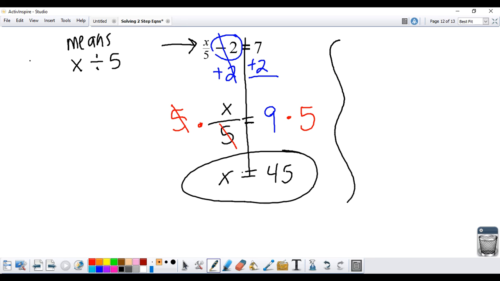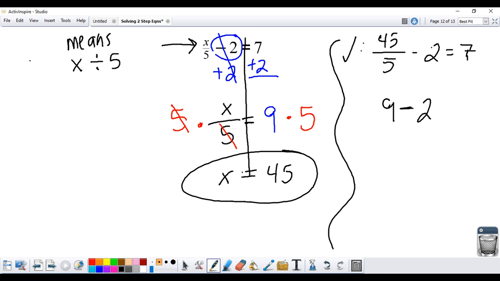And again, let's do a quick check. I'm going to plug that 45 back in and say 45 divided by 5 minus 2. Let's see if it's equal to 7. 45 divided by 5 is 9. And then 9 minus 2 is, in fact, 7. So my answer is good. X is 45. And let's do one more example.